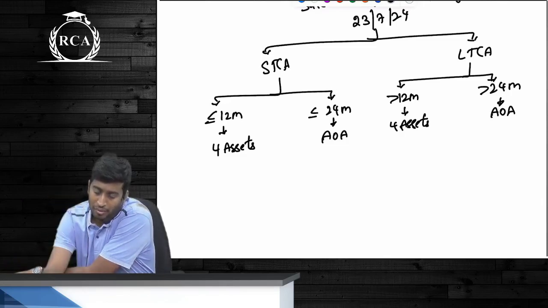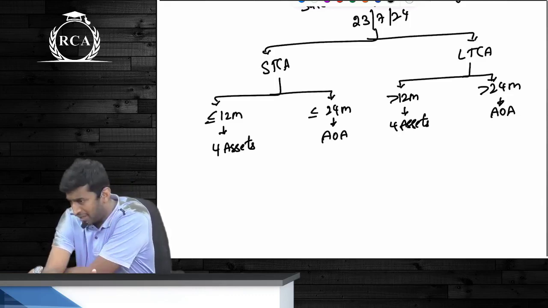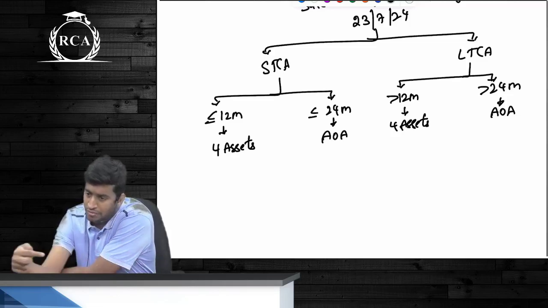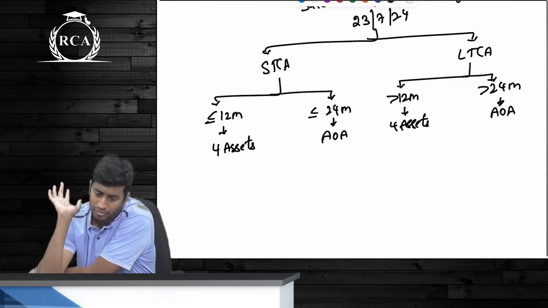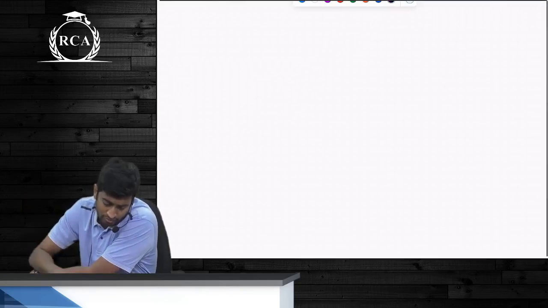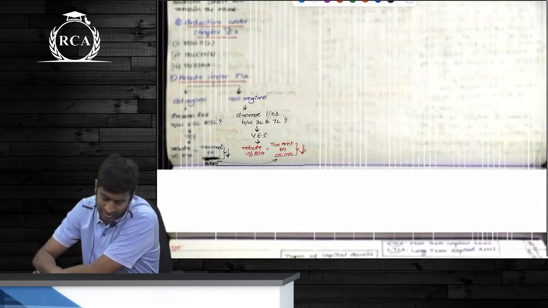Once again, before, the rule was 12, 24, 36. That still applies if the sale takes place before 23rd July 2024. If the sale takes place on or after 23rd July, you have either 12 or 24. Check in your material; one of the pages will be this only. I guess it is page 6, 7 or 8. Look once.